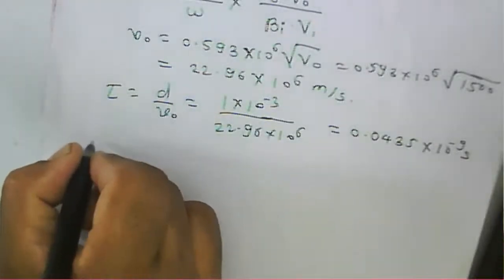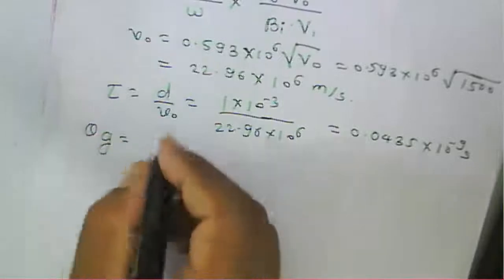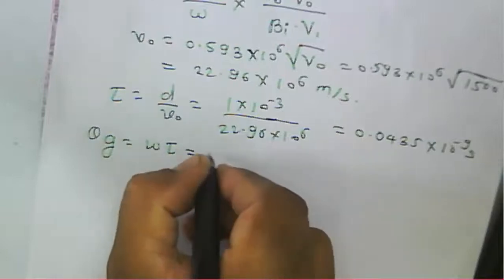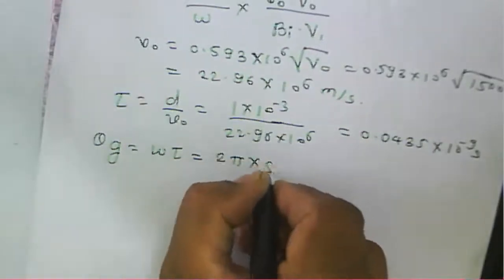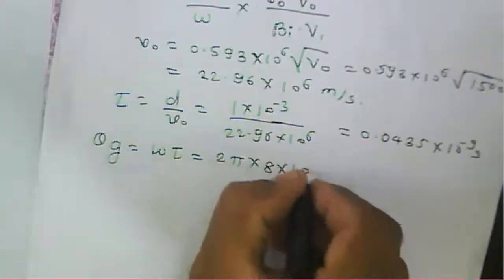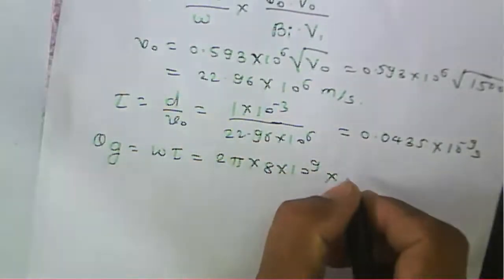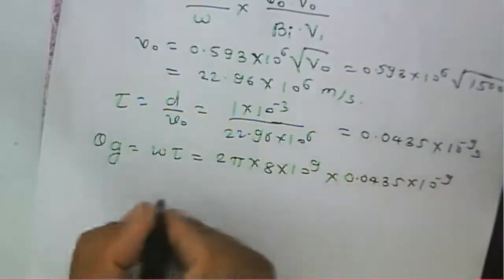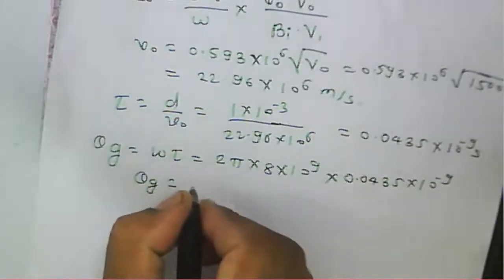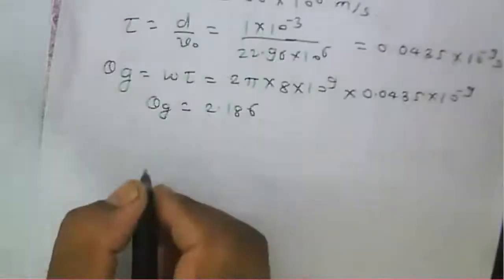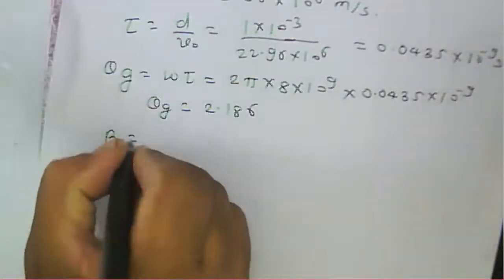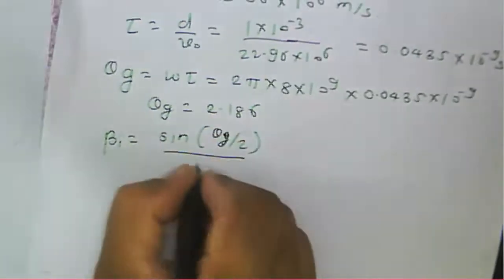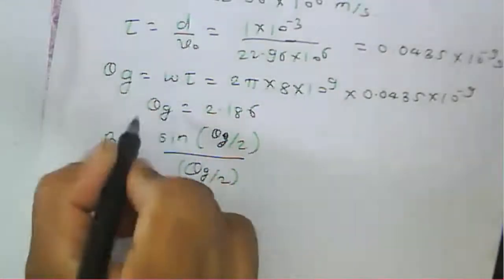Average transit gap angle theta g is equal to omega tau, that is twice pi into 8 gigahertz, twice pi f, and tau is equal to 0.0435 into 10 to the power minus 9. So theta g we will get is 2.186. Then the beam coupling coefficient is equal to sine of theta g by 2 divided by theta g by 2. Even we need not write cos.